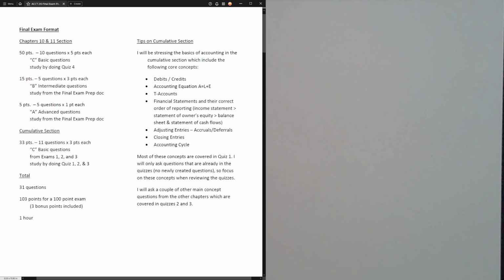Most of these topics are actually covered in quiz 1, so pay special attention to quiz 1. And again, pay attention to these particular questions in the quiz because those are the ones I'm going to be pulling to make up the 11 questions. Now, will I choose anything from the inventory section or the cash section or the accounts receivable set? Yes, there'll probably be a couple from there, 3 or 4. So quiz 2 and 3 is still going to be helpful, but probably most of the cumulative questions are going to be pulled from quiz 1.